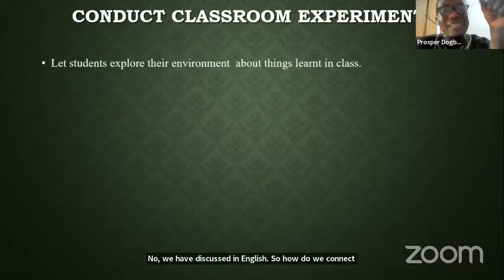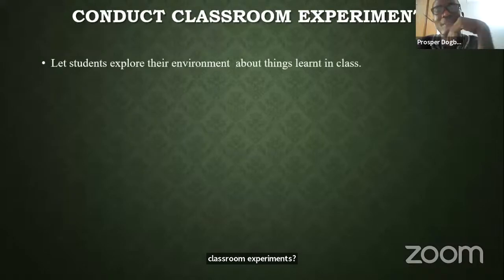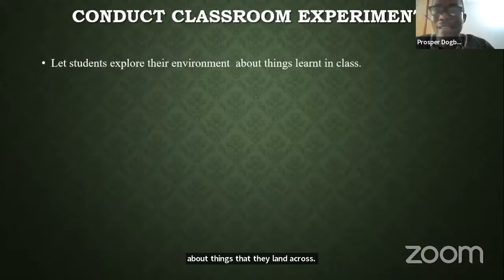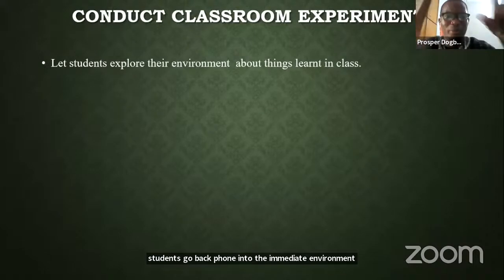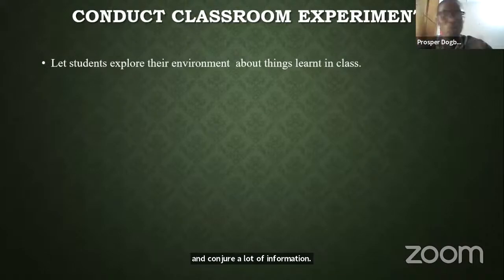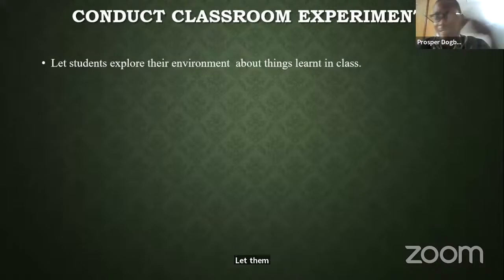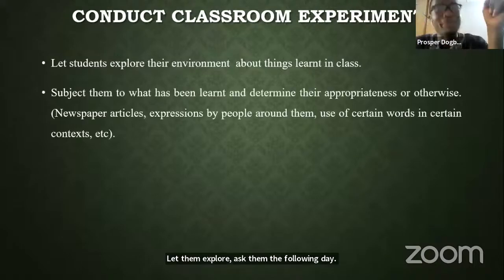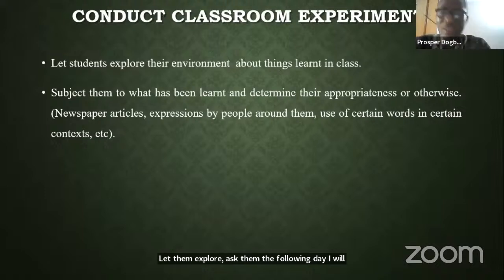Let students explore their environment about things that they learn in class. So there is a concept that is learned in class. Let students go back home into their immediate environment and gather a lot of information. Let them explore about what they have learned. Ask them the following day. That is one way of conducting the experiment. Subject them to what has been learned, determine the appropriateness or otherwise.